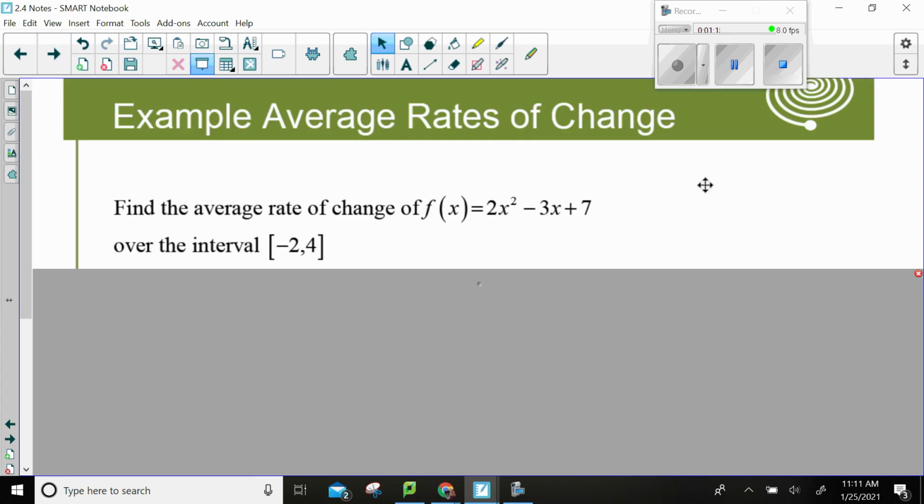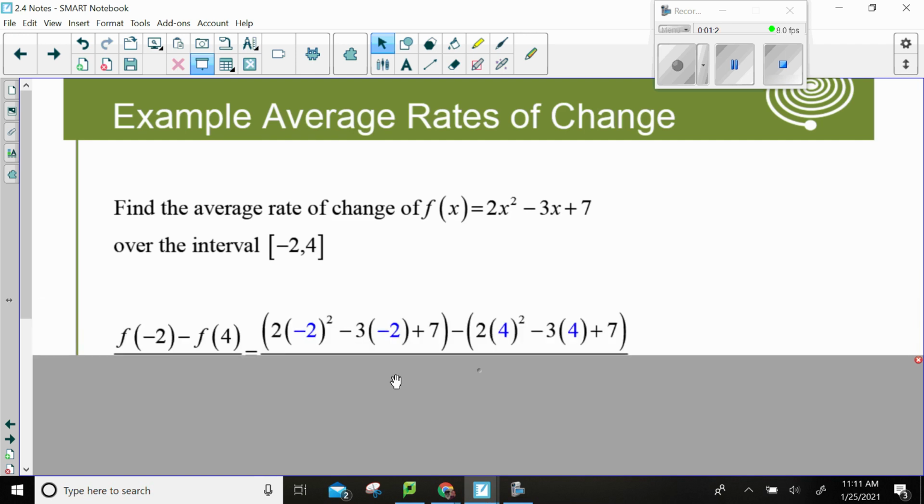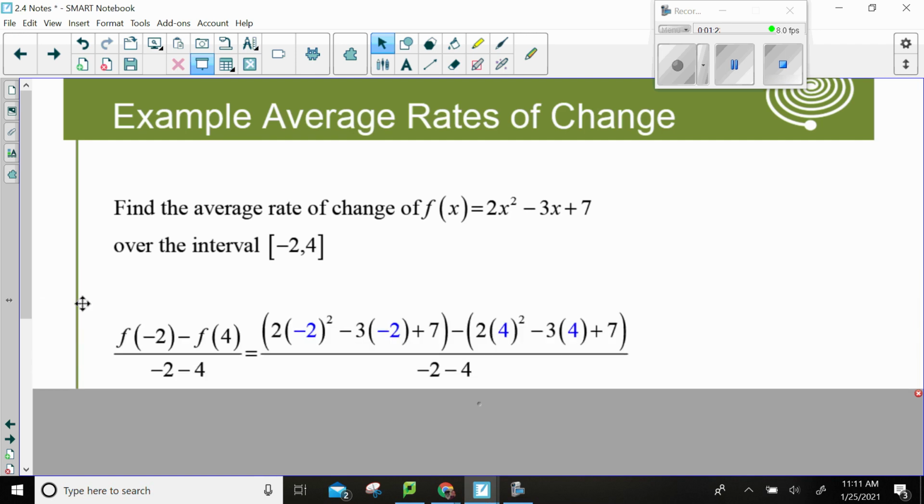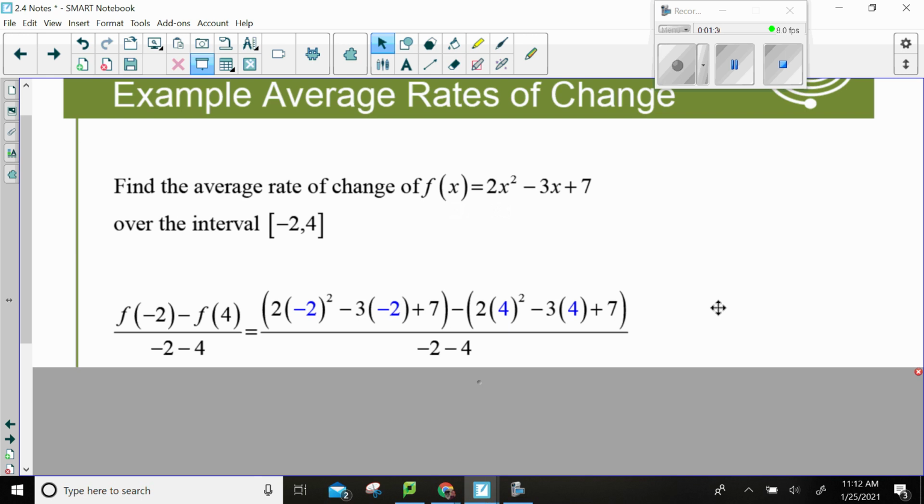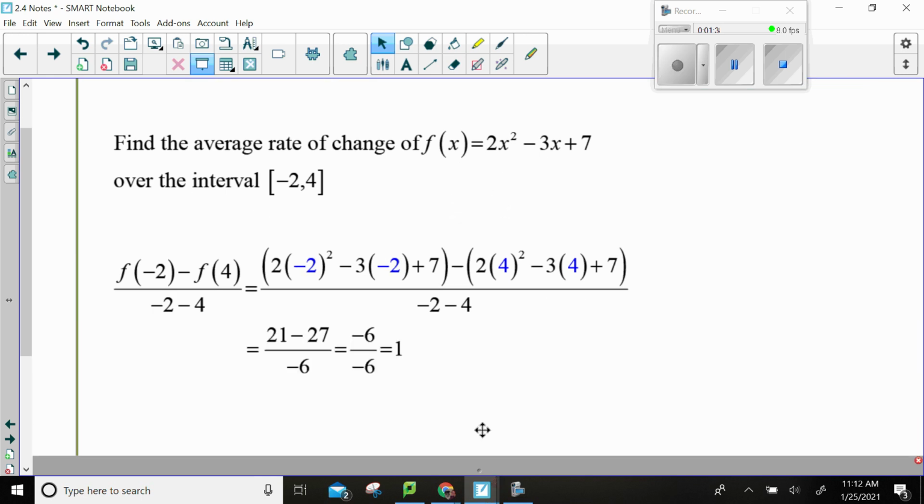All right, so average rates of change, we have a function here. We're finding the average rate of change over the interval. So we want to start with, basically, I am finding the slope. So I am putting my -2 in and my 4 in. So I'm doing f of -2 minus f of 4 over -2 minus 4. So plug the values in, simplify, we get 1. So the average rate of change from -2 to 4 would be 1.